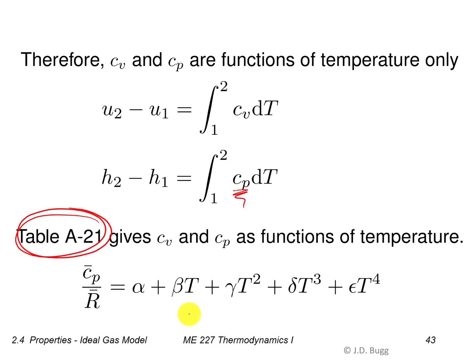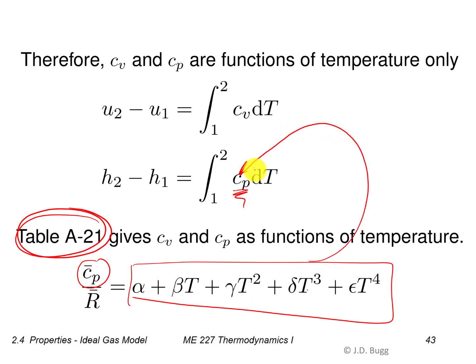So the table itself gives the value of these coefficients, alpha, beta, gamma, delta, epsilon, for a whole bunch of different gases. And so at any particular temperature, you put the value of the temperature in here in degrees Kelvin, calculate this out, and you get Cp. So notice this is giving Cp as a function of temperature, and it's a polynomial that describes that connection between Cp and temperature. So we could take this equation and put it in here and integrate it and use it to calculate changes in enthalpy. So that's certainly one option.